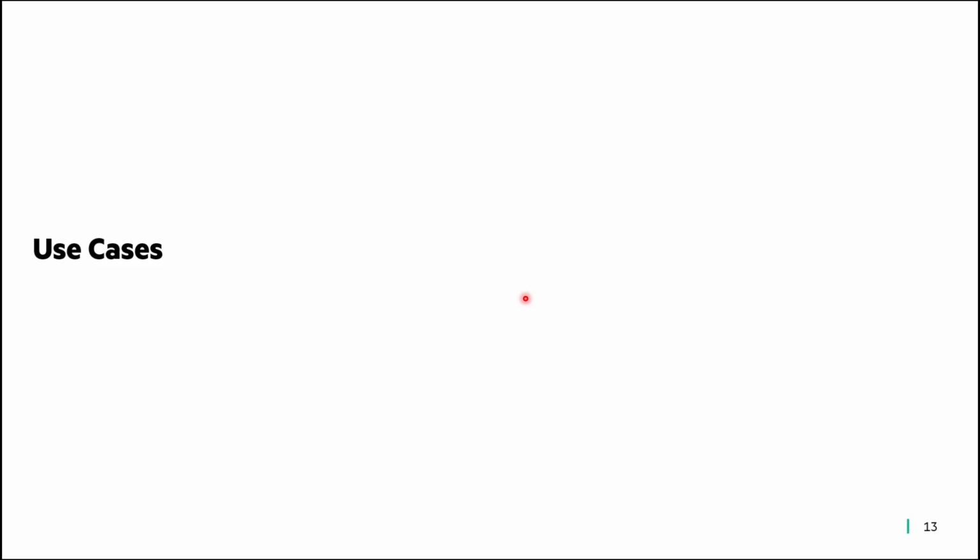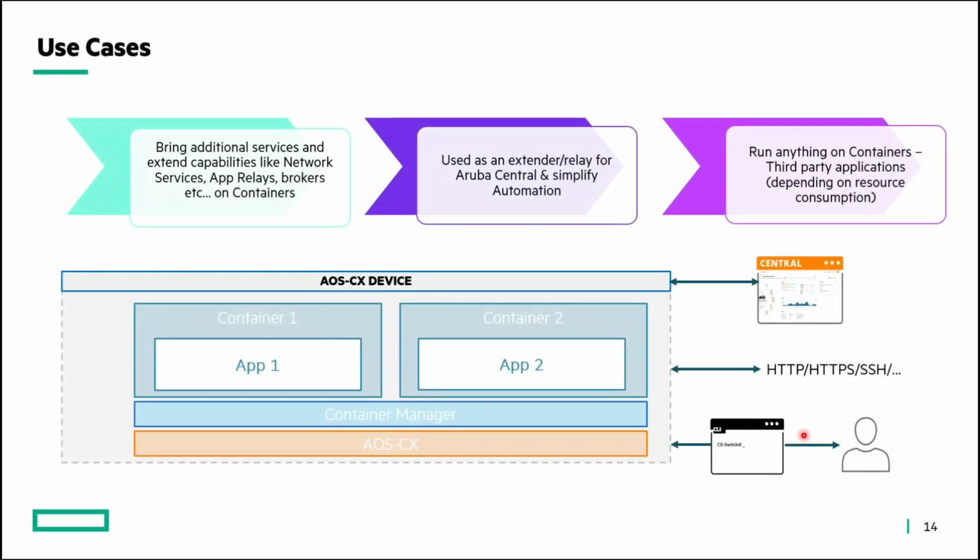So let's look at the use cases of this feature. Containers can bring additional services and extend capabilities by running network services, app relays, and brokers. They can act as extenders or relays for platforms like Aruba Central, simplifying the automation process. A few examples that I would like to highlight for extenders or relays are network monitoring or, let's say, load balancing. These can be containerized applications or services that in turn serve as an intermediary to optimize performance and relay data to Aruba Central.